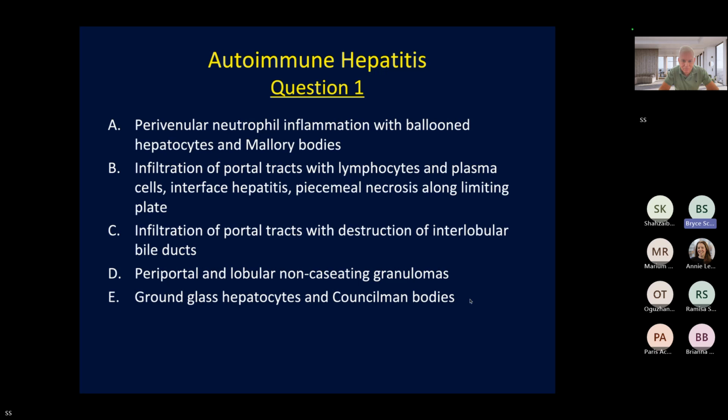And do you want me to try to answer? Because I think I know the answer. What's the answer? I think the answer is B as in Bravo, because of the lymphoplasmacytic infiltrate and interface hepatitis. Correct. All right. Now, you should all know what all of these are. I'm not going to tell you, but all of these are of significance in our patient population.